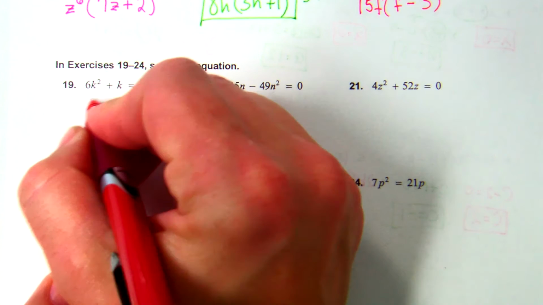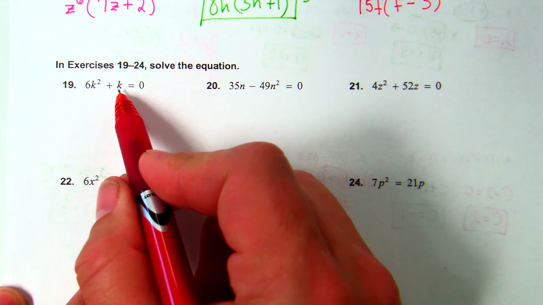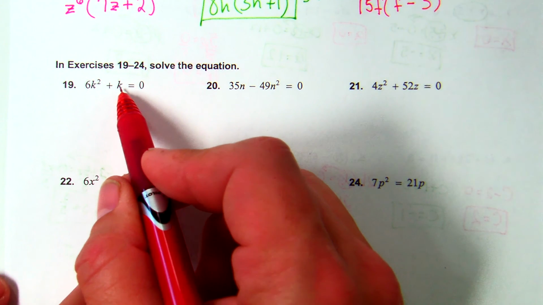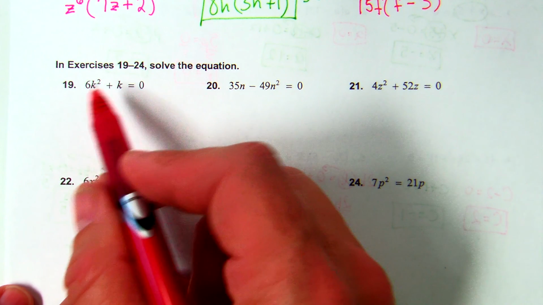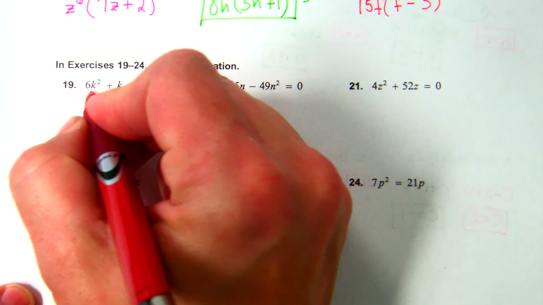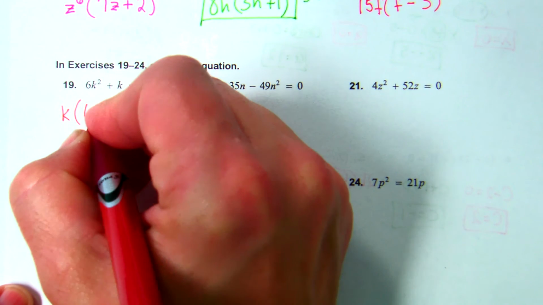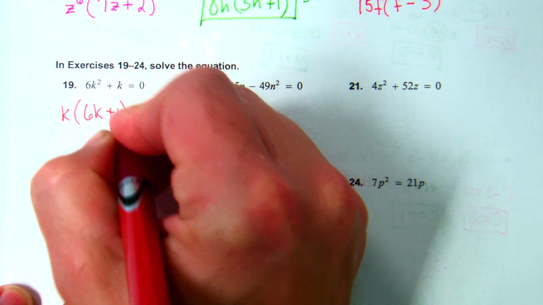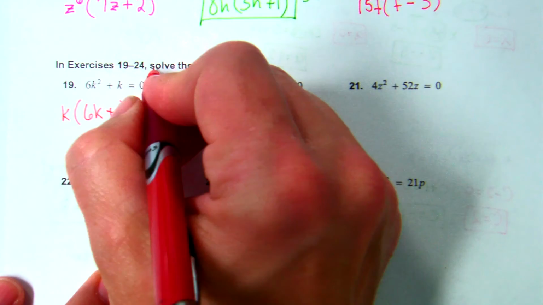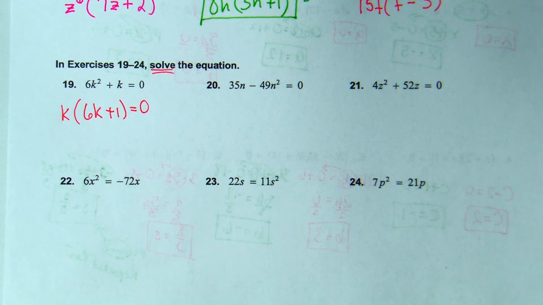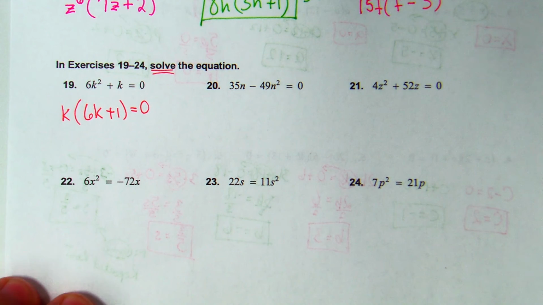So if I'm looking at this one right here, the only thing in the second term is a k. So that's obviously the only thing we can pull out of both of them. There is a k obviously in the first one, so I can pull a k out. That leaves me with 6k plus 1 equals 0. And they want us to solve. So we're going to have to find out what k equals, or what the roots, the solutions are.